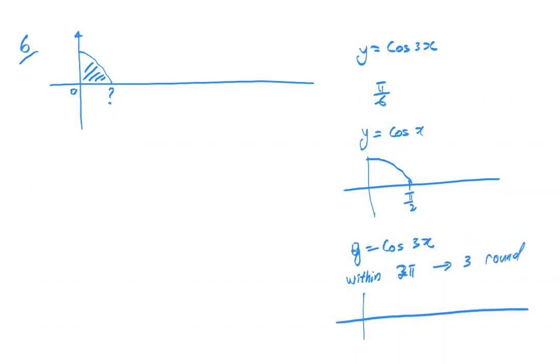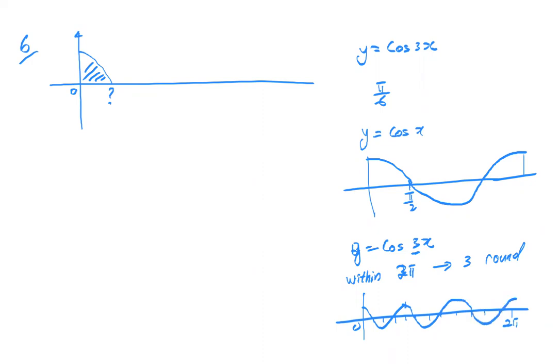So within 2 pi, correct, for cos you only have 1 cycle. This is called 1 round. So for this 2 pi, because there is a 3, the frequency is 3. So each one I will divide into 3 equal parts. So it will go like that: 1 round, 2 rounds, and 3 rounds.